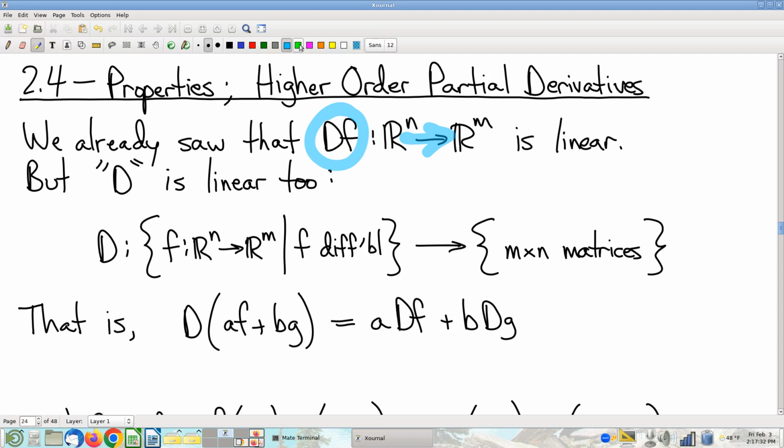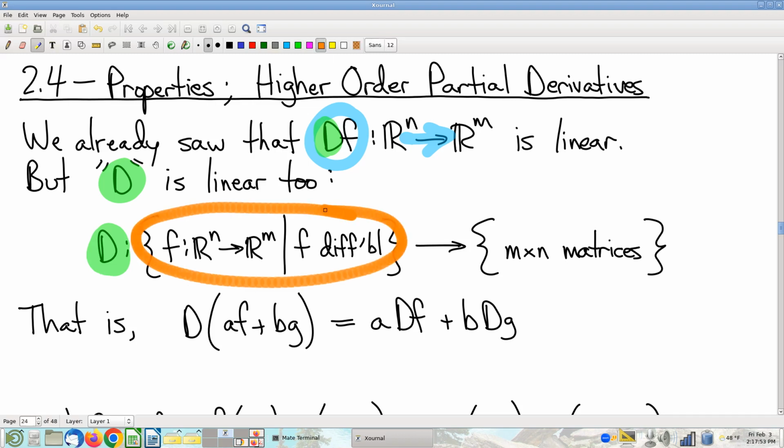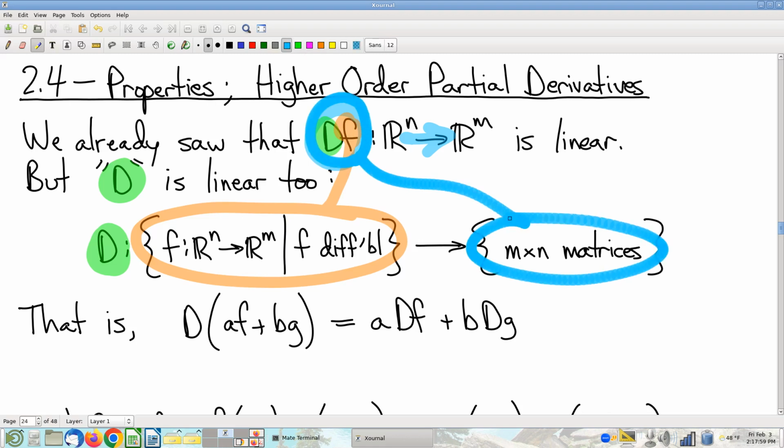Now I want to, by contrast, talk about not the whole df. I want to talk about just d. D I'm going to think of as being the act of differentiation. What does the act of differentiation do? Well, the act of differentiation turns a function f into a matrix df.